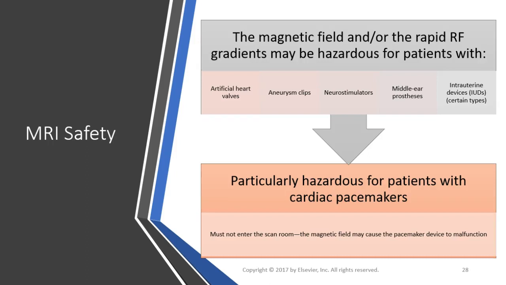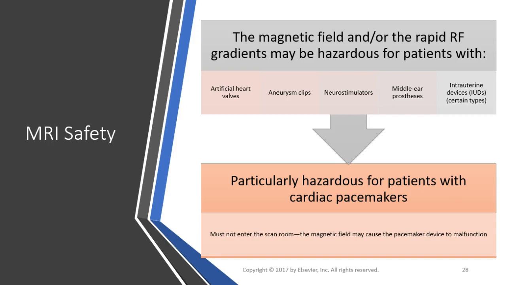So MRI safety is a big deal. The magnetic field and/or rapid RF gradients may be hazardous for patients, so we need to make sure they don't have artificial heart valves, aneurysm clips, neurostimulators, middle ear prosthetics, IUDs of certain types. It's particularly hazardous for patients with pacemakers. They must not enter the scan room.